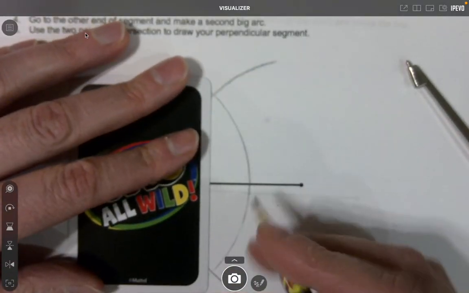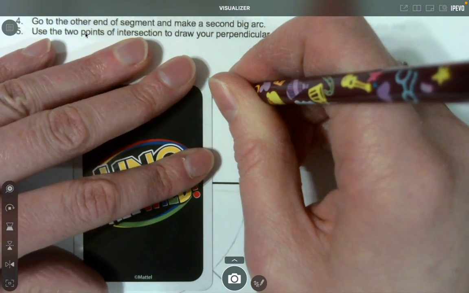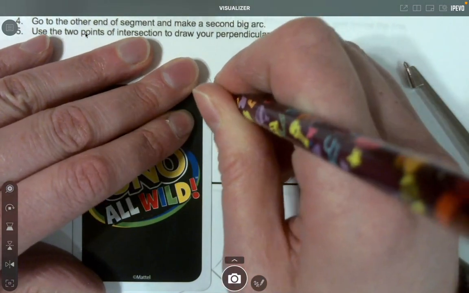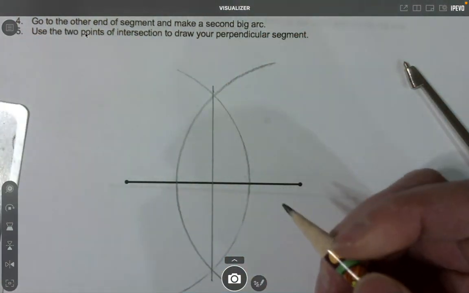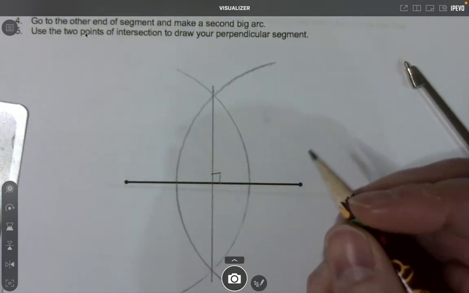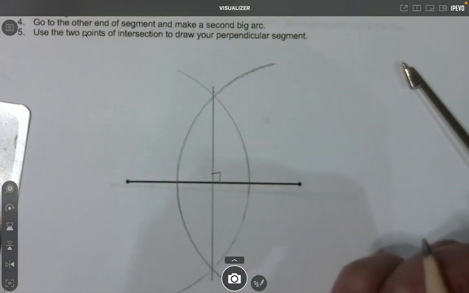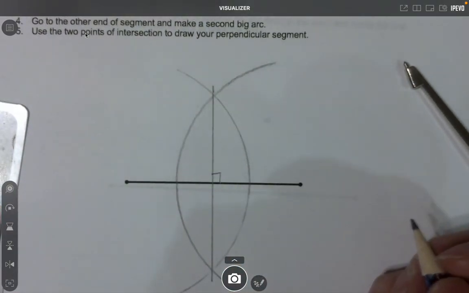So I cannot find a ruler, so I have a card here that will work just fine. So I want to go ahead and connect these guys. And so when we connect those, what happens is we make a right angle. It's perpendicular. We are making a perpendicular bisector. And remember, a bisector is cutting things into 2 equal parts. It's chopping it in half.